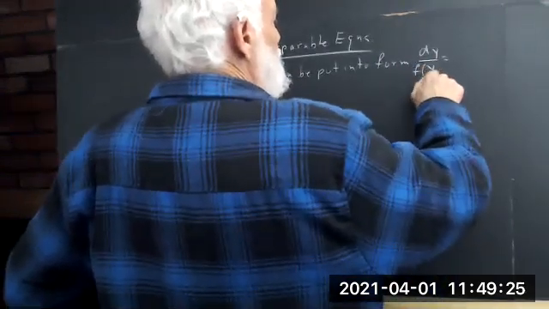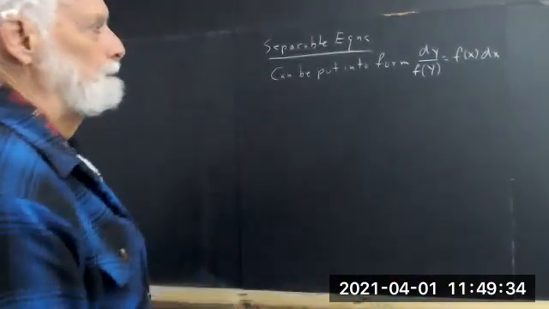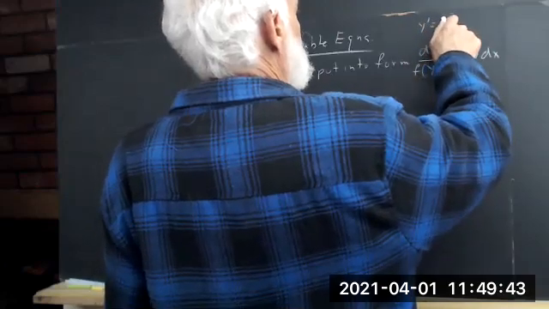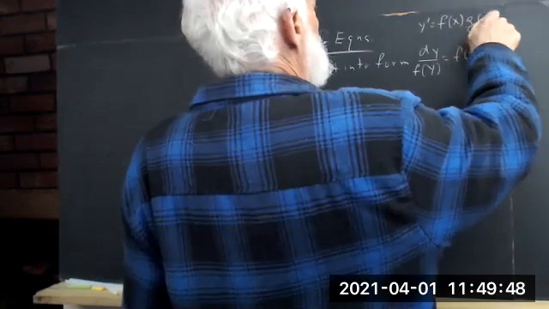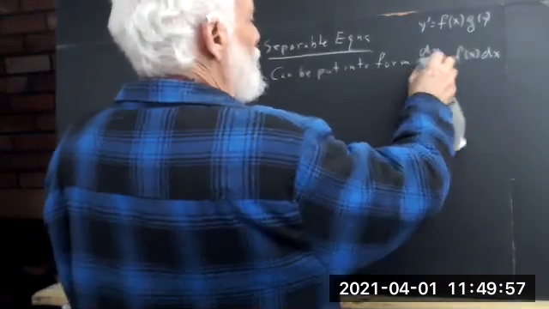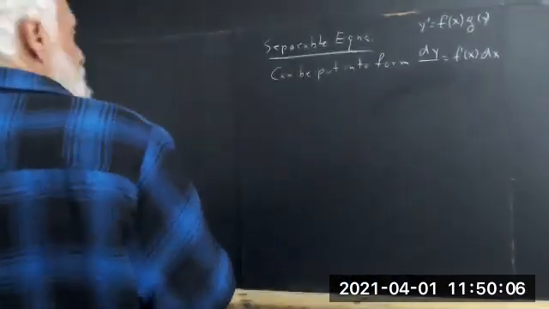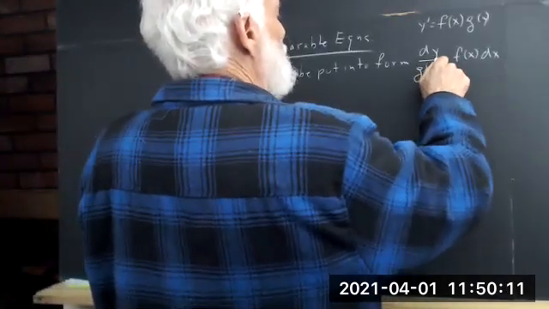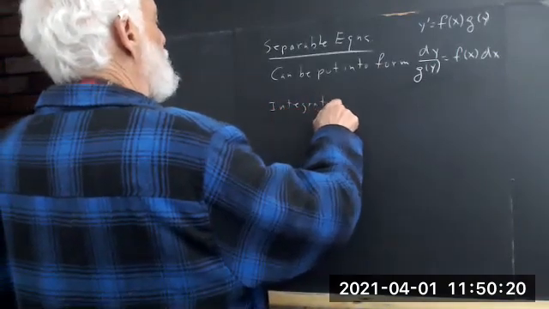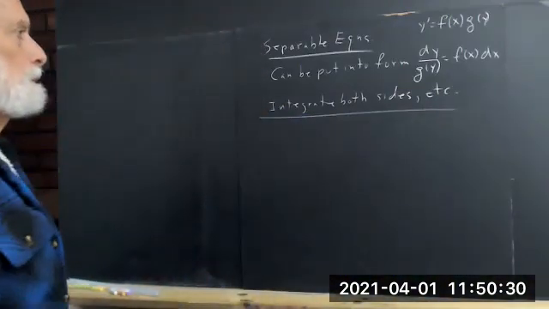Typically, it's going to be dy over f of y equals f of x dx. And that means the equation is of the form y prime equals f of x g of y, and I don't want to use f for both functions. So then let's deal with the smudge here. It takes a little bit to smooth these things out. So you just integrate both sides, etc.